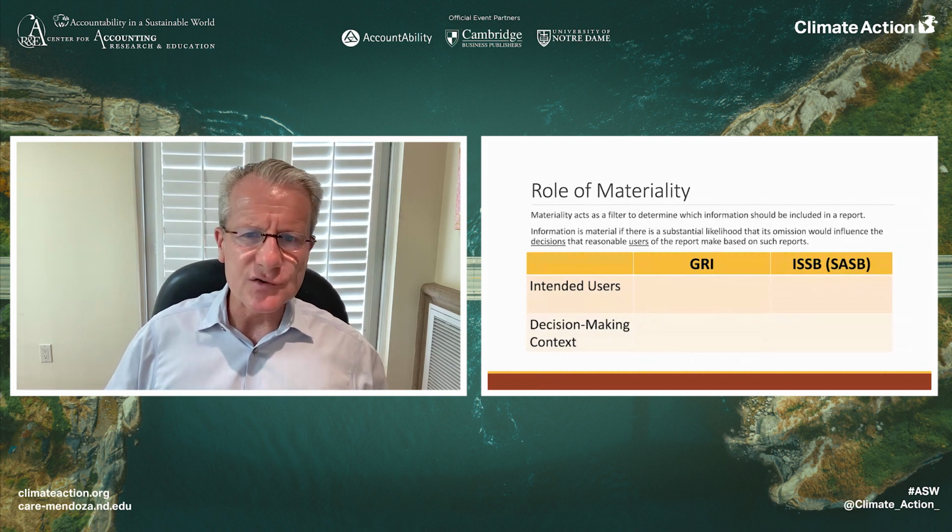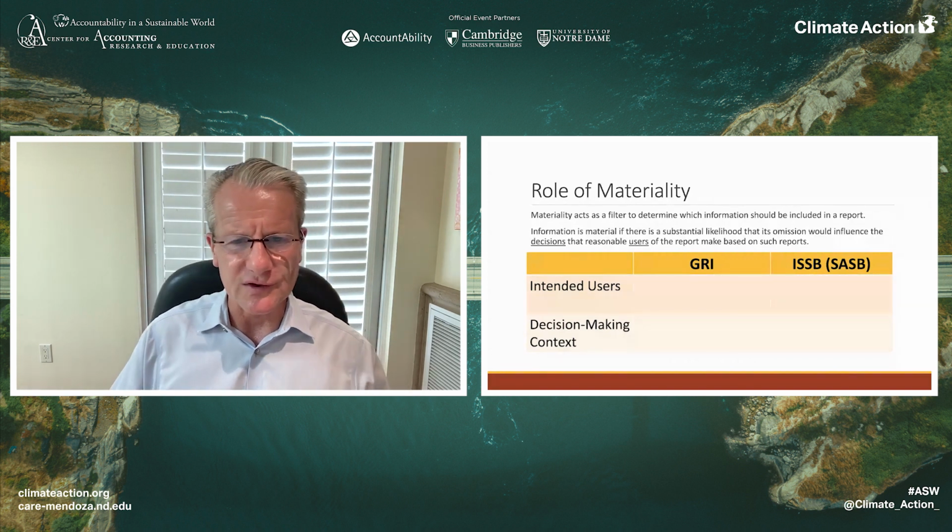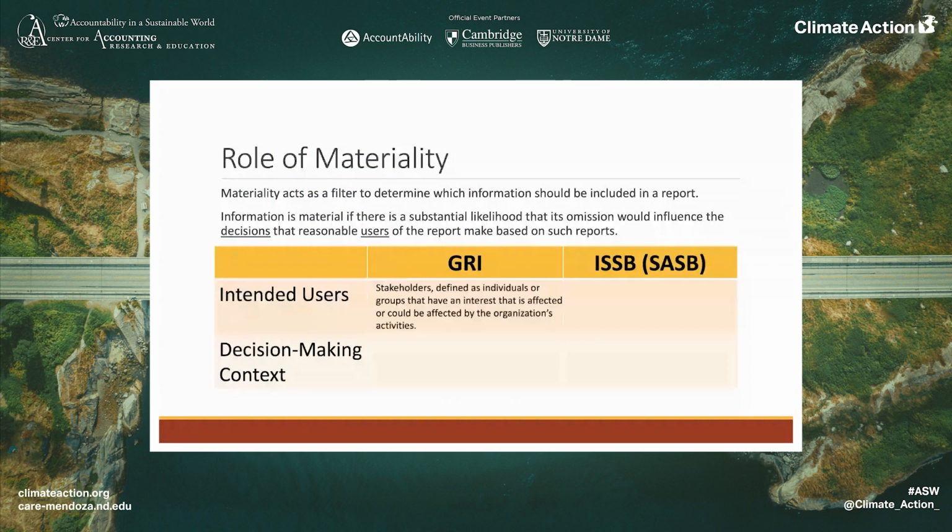So who are the intended users? Let's start with GRI. The intended users here is defined as stakeholders, groups that could be affected by the organization. This is a very broad definition. It includes, for example, trade unions, civil society, vulnerable groups, as well as the common stakeholders like investors, employees, and customers. And the decision-making context here is assessing how they're affected and making informed decisions about the organization's impacts and contribution to sustainable development. And this is sometimes called impact materiality.